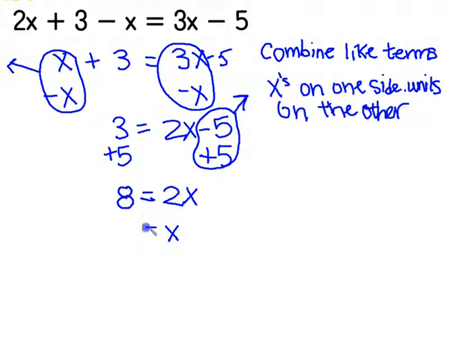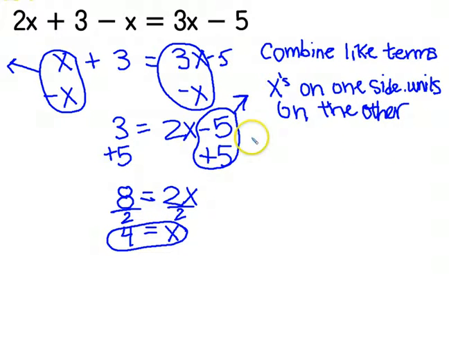Now, we only want to know what 1x equals. I do not want to know what 2x equals. So I'm going to divide these 2 x's in half, and I'm going to do the same thing to the other side because this is an equation. And that leaves me with 4 is the same as x. That's the solution to the equation.